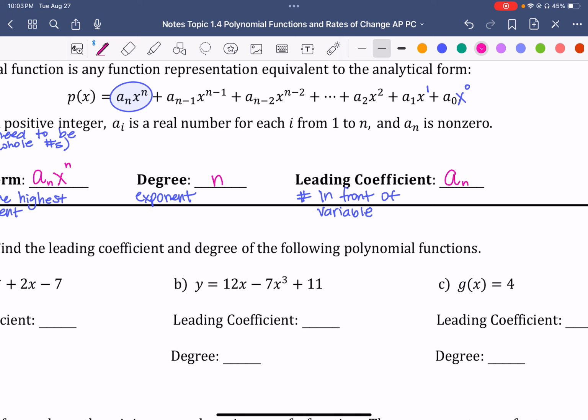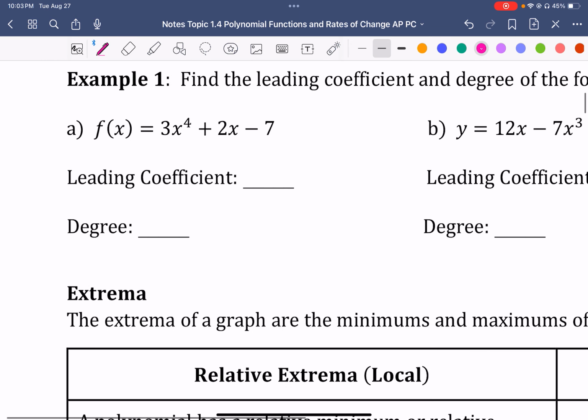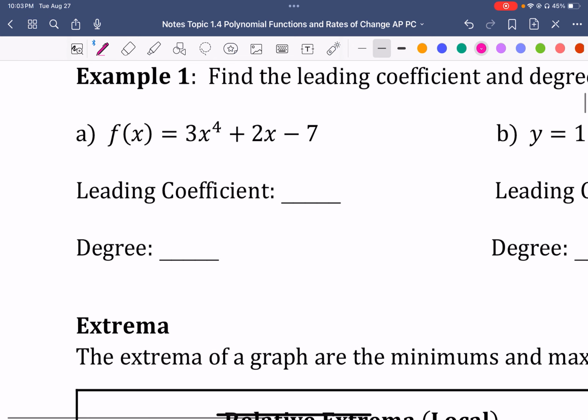Okay, let's do example 1. Find the leading coefficient and the degree of the following polynomial functions. So if you look at a, it says f of x equals 3x to the power of 4 plus 2x minus 7. Remember, if a variable does not have an exponent, there's an imaginary 1 there. And if a number does not have a variable at all, there's an imaginary x to the power of 0 there.